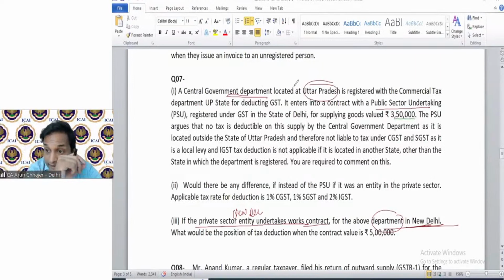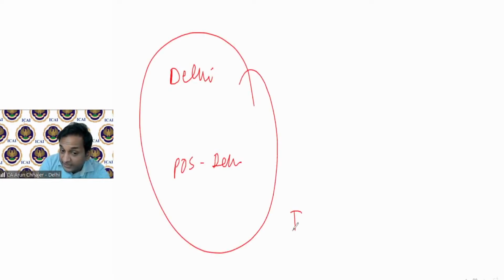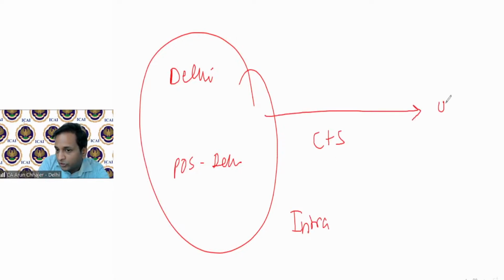Right. This is the point where the TDS provision is not applicable. And do you know the reason why the TDS provision is not applicable? See, the problem is, when the supplier is located in Delhi, the place of supply is also in Delhi. We know that it is an intrastate transaction and CGST plus SGST would be charged. When they are raising the bill to the UP government, registered in UP.